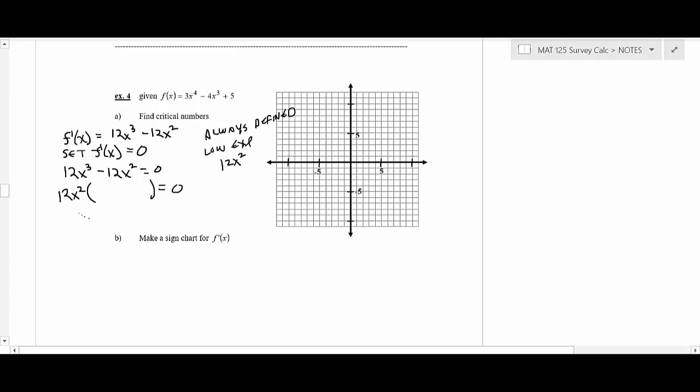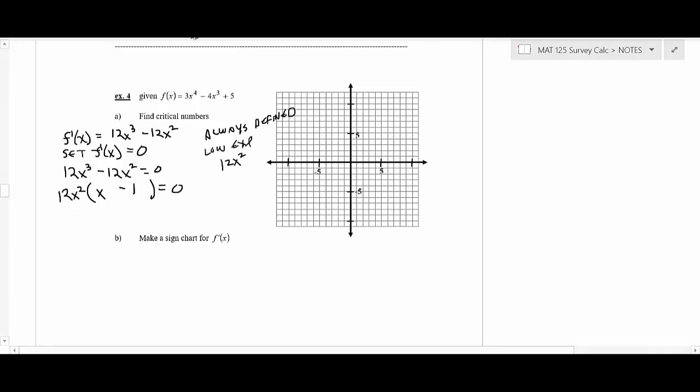What do you multiply 12x squared by to get 12x to the third? You multiply it by x. Check. Make sure that that's right. What do you multiply 12x squared by to get the same thing back? That's 1. Good. So that's the factoring.